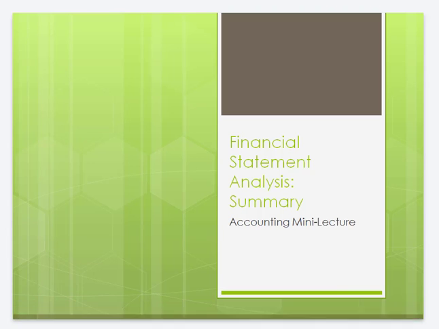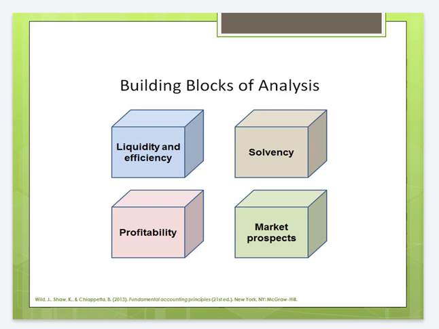This accounting mini lecture provides a summary of financial statement analysis. When we're talking about financial statement analysis, we have four basic areas. We have liquidity and efficiency, we have solvency, profitability, and market prospects. There will be some additional videos that cover specific ratios within these categories, but for now we're just going to focus on the four basic categories and exactly what we're looking for in these categories.